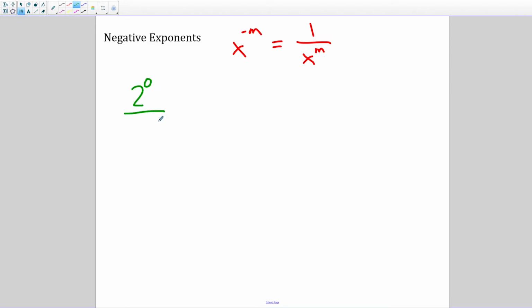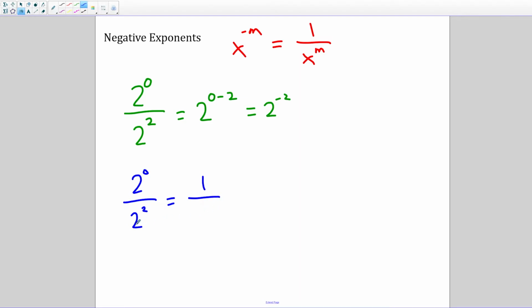I'm going to take 2 to the power of 0 and I'm going to divide it by 2 to the power of 2. According to our quotient law, I'm going to subtract my exponents, which gives me 2 to the power of negative 2. I'm going to go ahead and rewrite the exact same thing underneath. But now I'm going to look at my zero exponent law that we just spoke about. 2 to the power of 0 is just 1 divided by 2 to the power of 2.